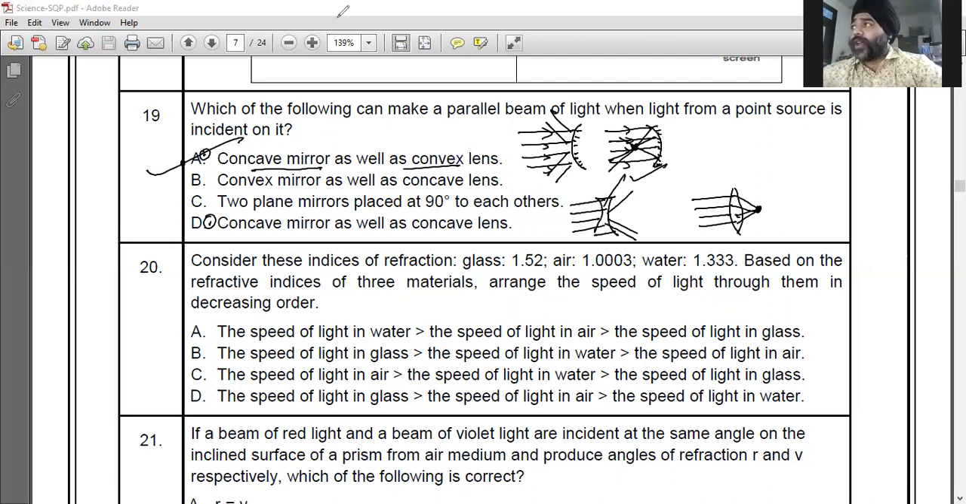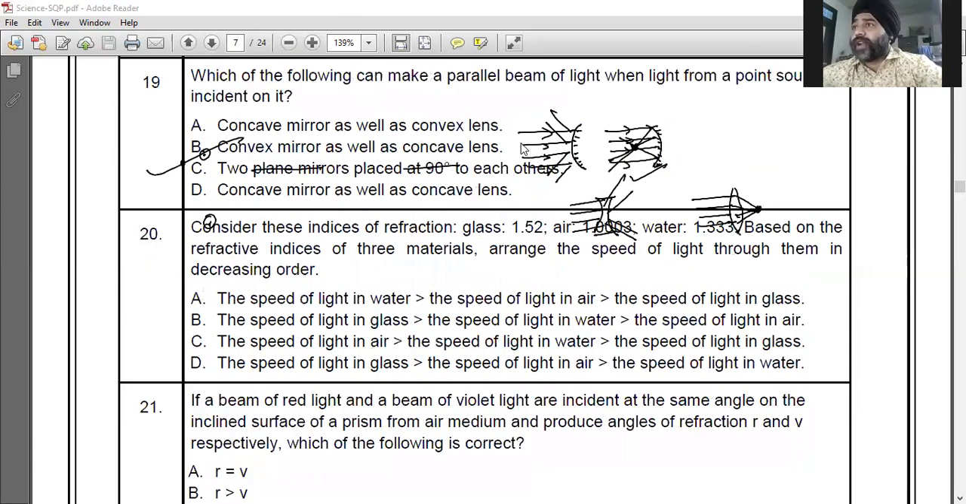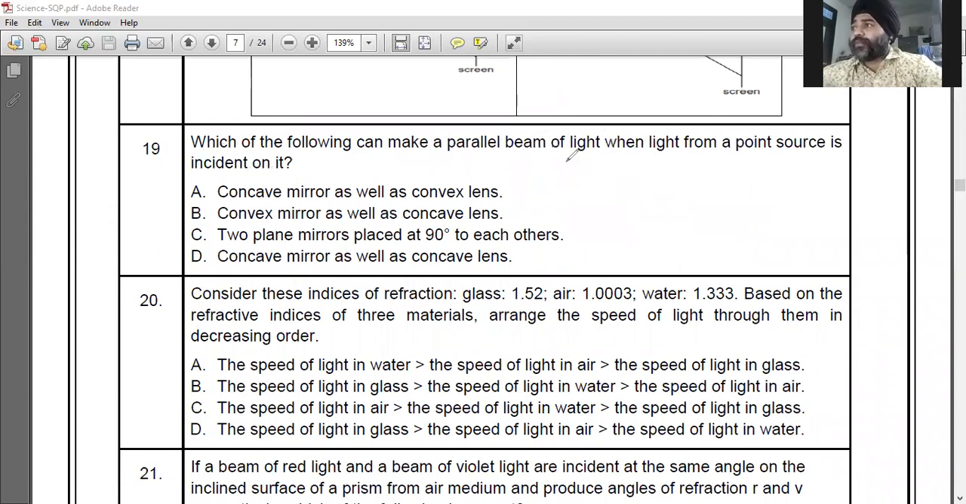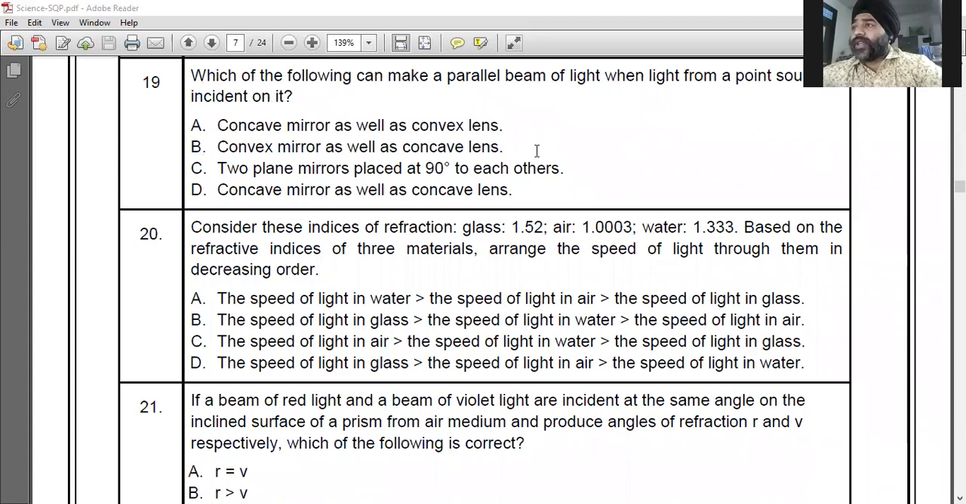Now, question number 20. Question number 20 is based on refractive index. Okay. So what we are going to do in this, consider these indices of refraction: glass 1.52, air 1.003, and water 1.333. Based on the refractive indices of three materials, arrange the speed of light through them in decreasing order.